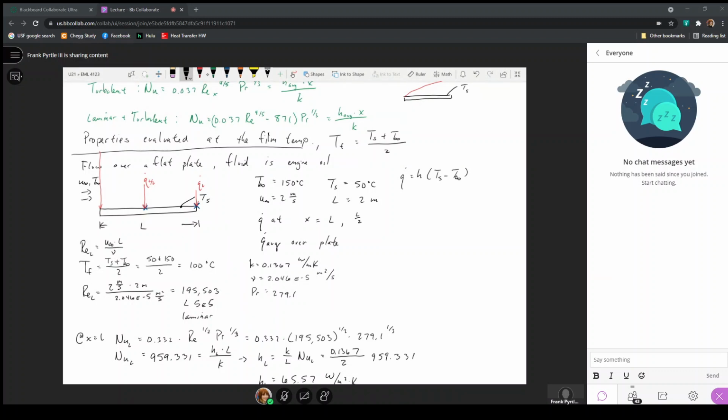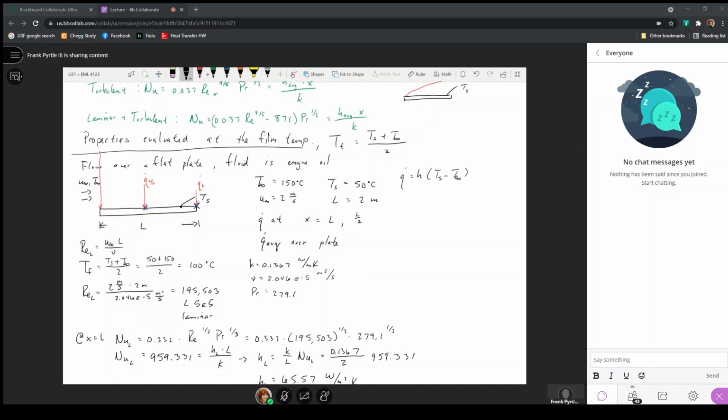So in this problem, we found that the Reynolds number at the trailing edge of the plate is less than 500 thousand, which is the transition point for the flow from laminar to turbulent.